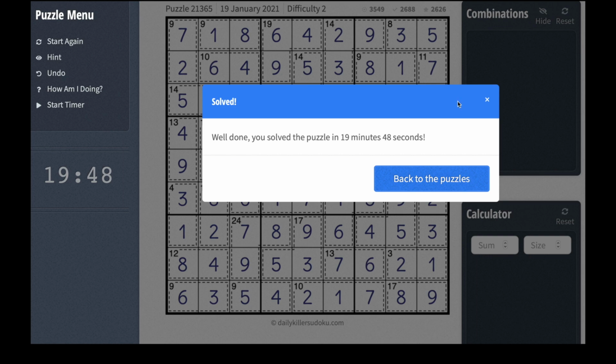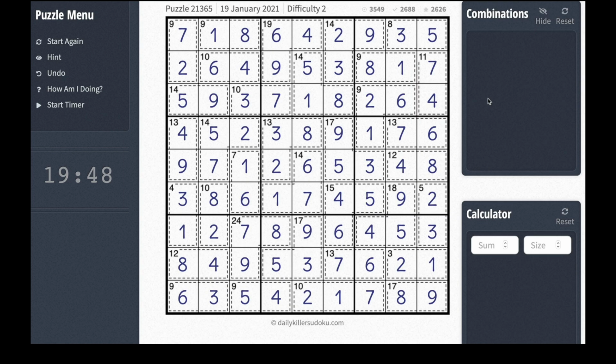That one wasn't too difficult, and I hope it was a really nice example again of some of the basic foundational techniques that you can use to solve killer Sudoku.